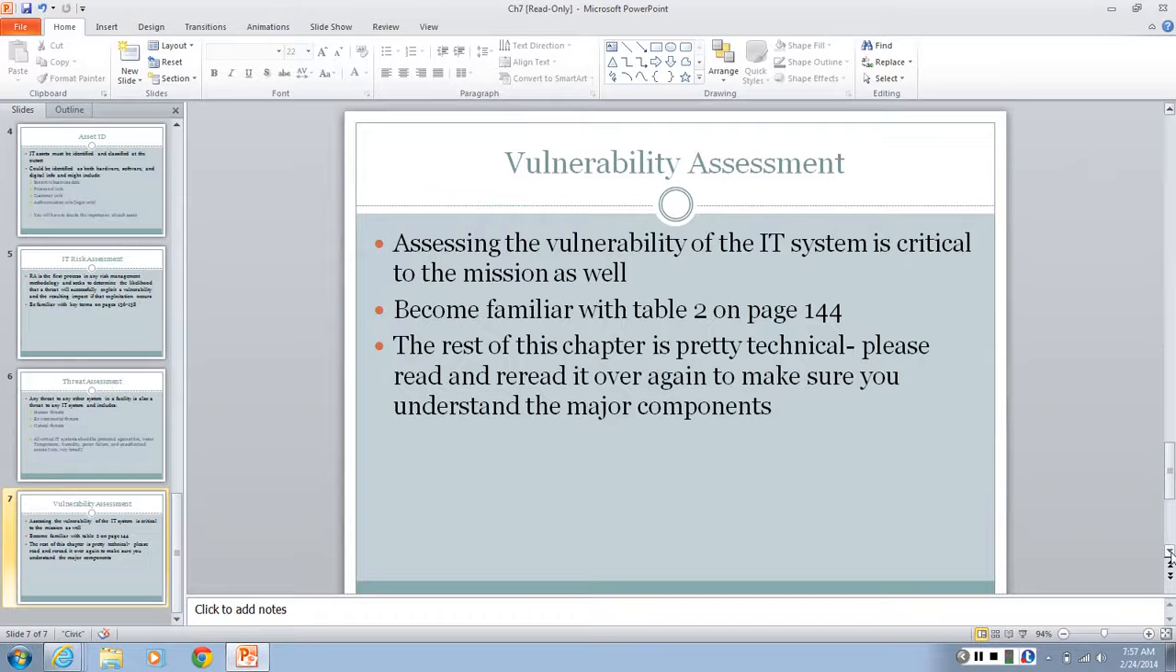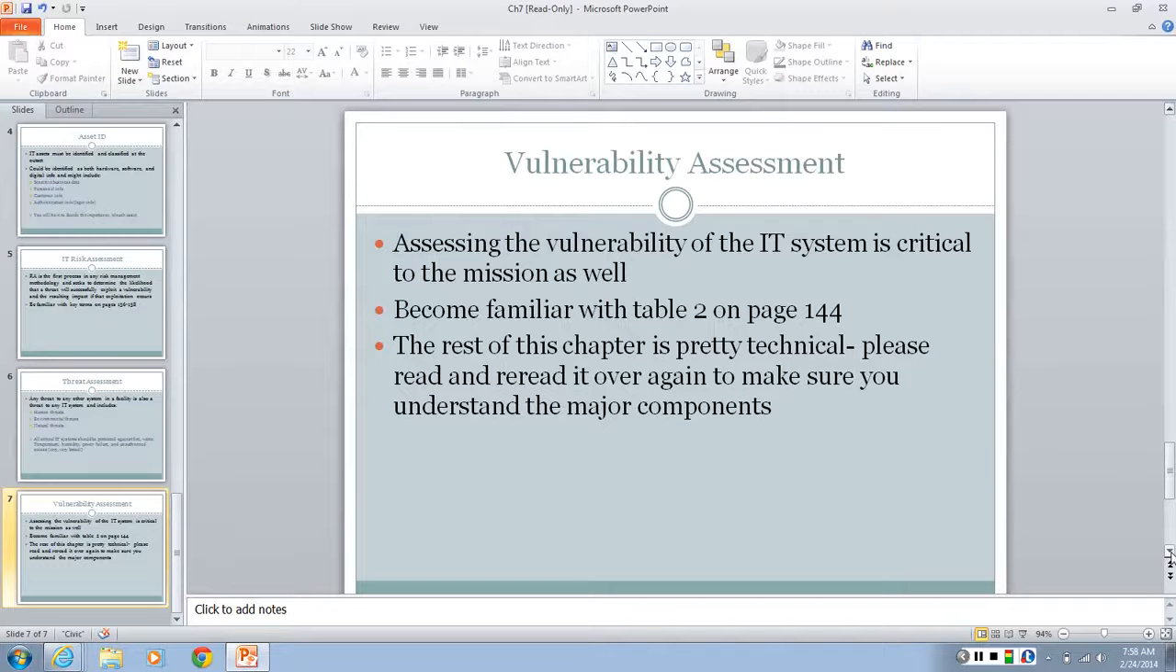Vulnerability assessment. Assessing the vulnerability of the information technology system is critical to the mission. On page 144 in your textbook, there's a table I want you to be familiar with. It's called Table 7.2, Security Criteria. It looks at management security, operational security, and technical security, and it gives you some criteria to focus on in each one of those. So be familiar with that criteria.